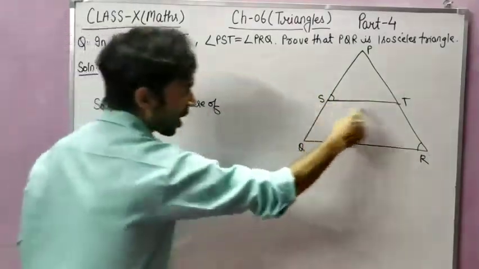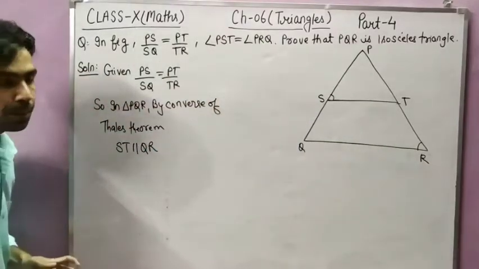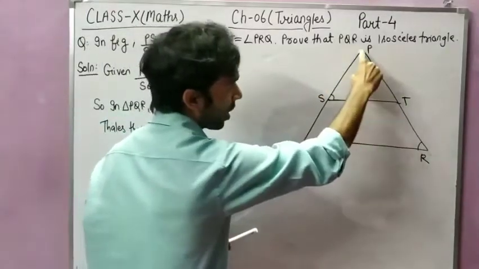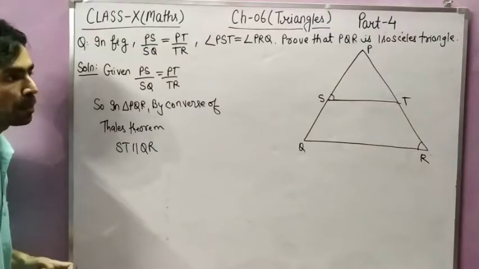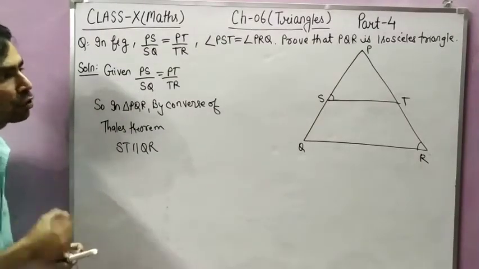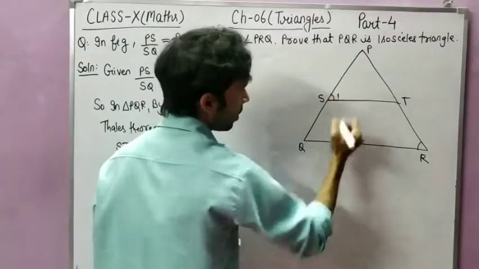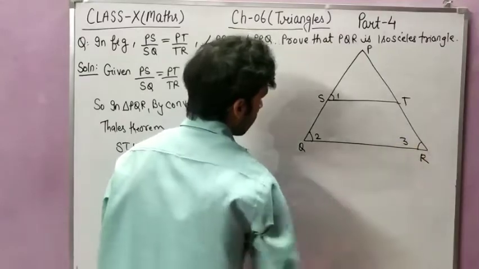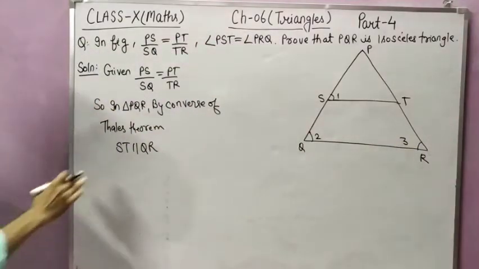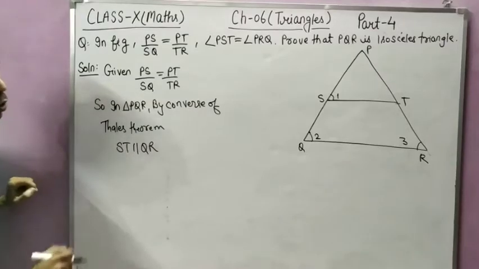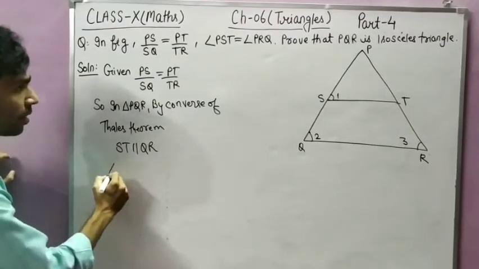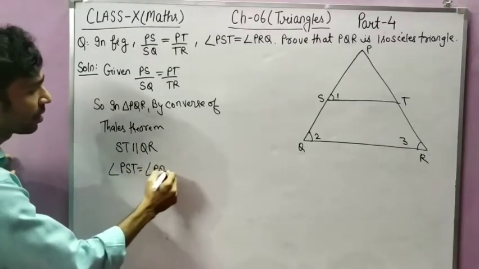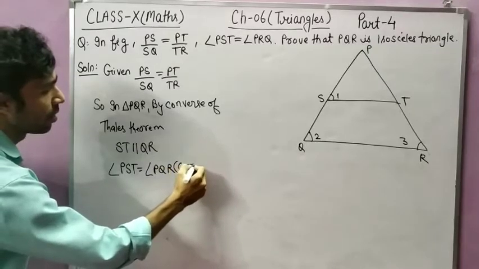Now if this line is parallel to QR, and one more thing is given, student, that angle PST is equal to angle PRQ. Suppose I am doing the numbering, suppose it is 1, it is 2, it is 3. So if ST is parallel to QR, I can write now angle PST is equal to angle PQR, corresponding angle.